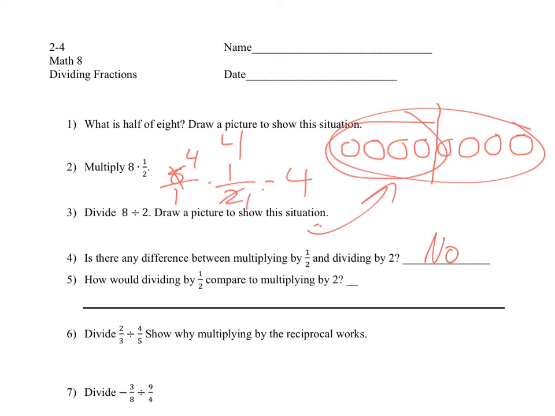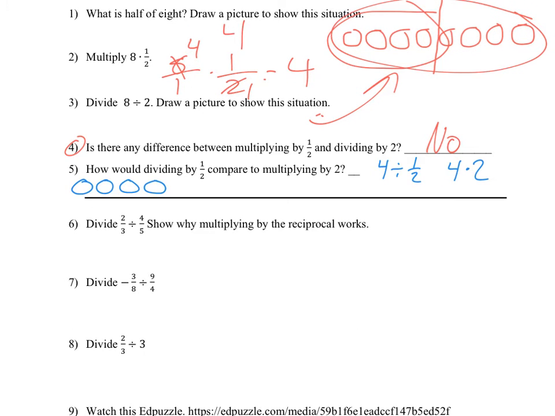What about dividing by 1/2? How does that compare to multiplying by 2? If these two are basically the same in number 4, then in number 5, are these the same, dividing by 1/2 and multiplying by 2? So to show an answer to this one, I started off with the number 4. I said, well, let's take 4 and divide it by 1/2, and let's take 4 and multiply it by 2 and see if we end up with the same thing.